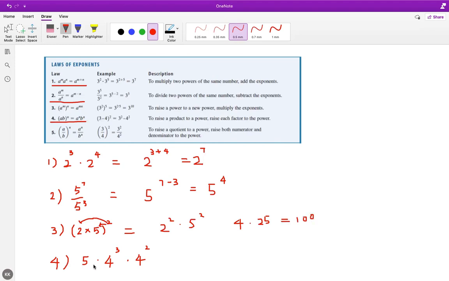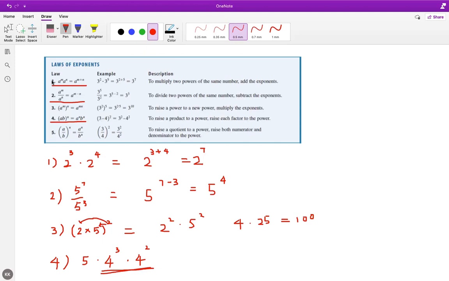Question number 4 said we have 5 times 4 raised to the 3 times 4 raised to the 2. So which law can I use for this one? I'll give you a hint. First of all, let's solve this part first: 4 raised to the 3 times 4 raised to the 2. So which law can I use here?